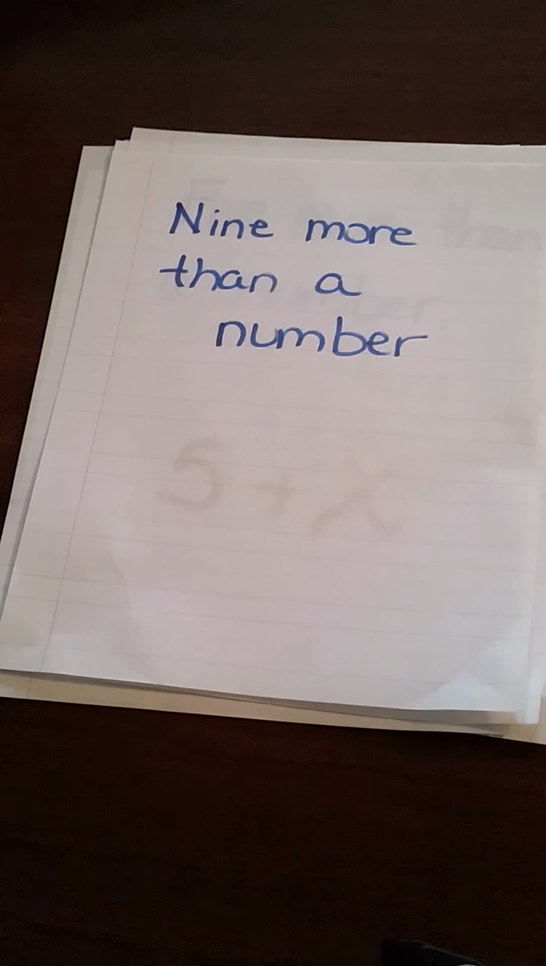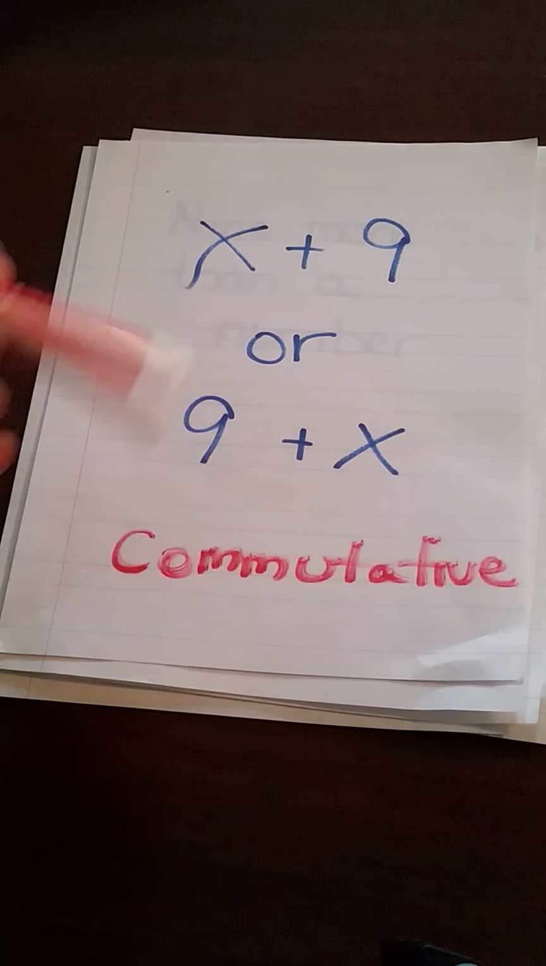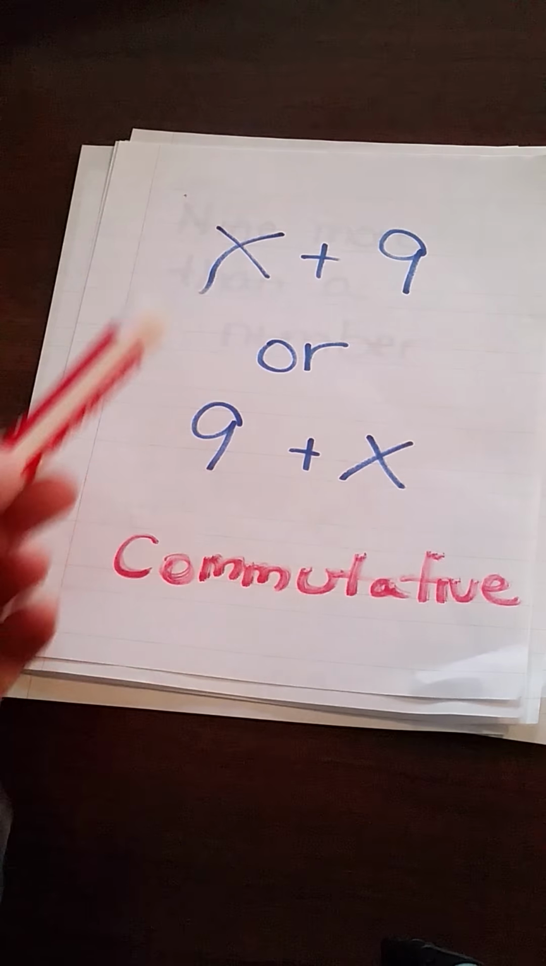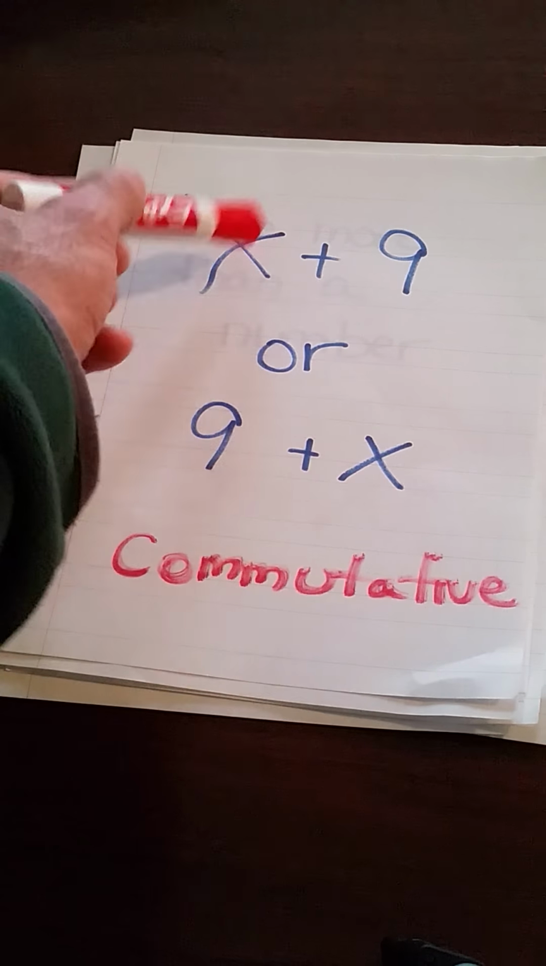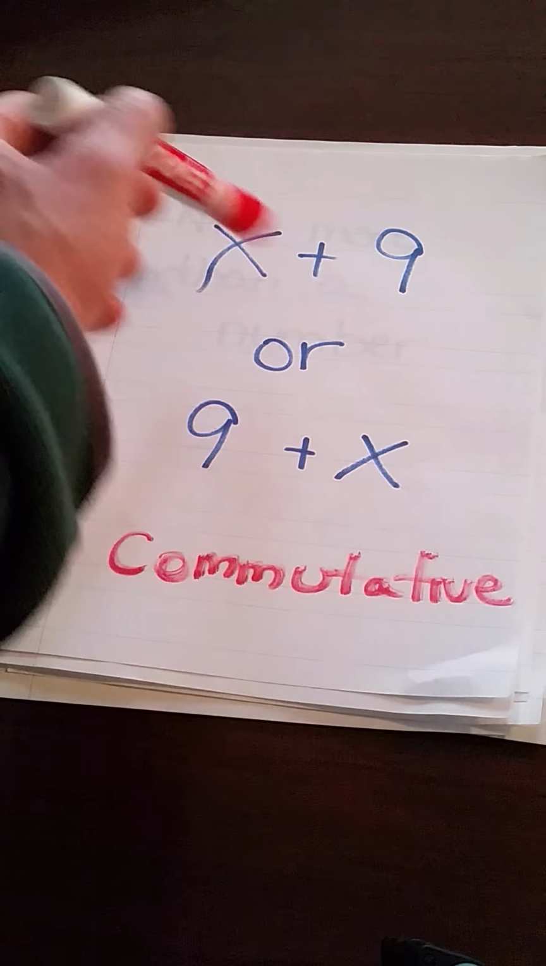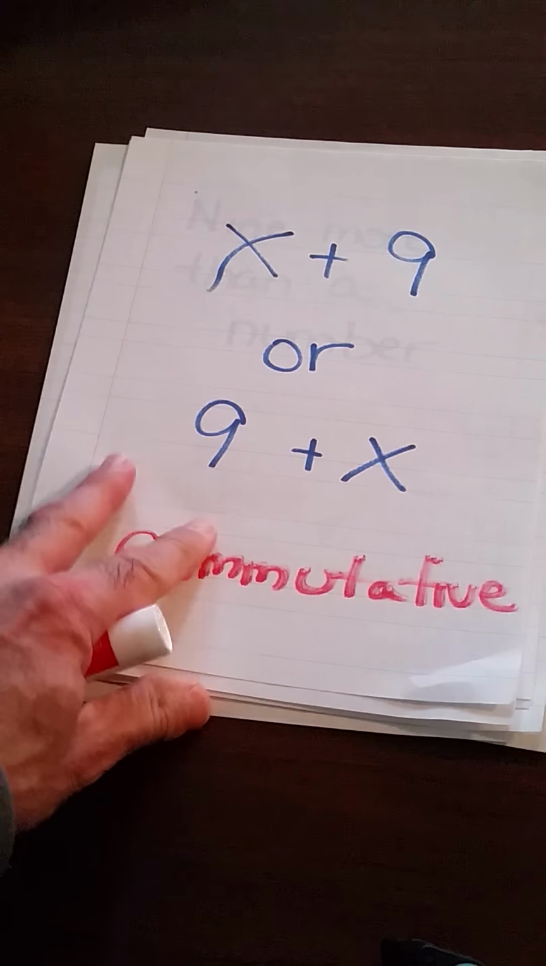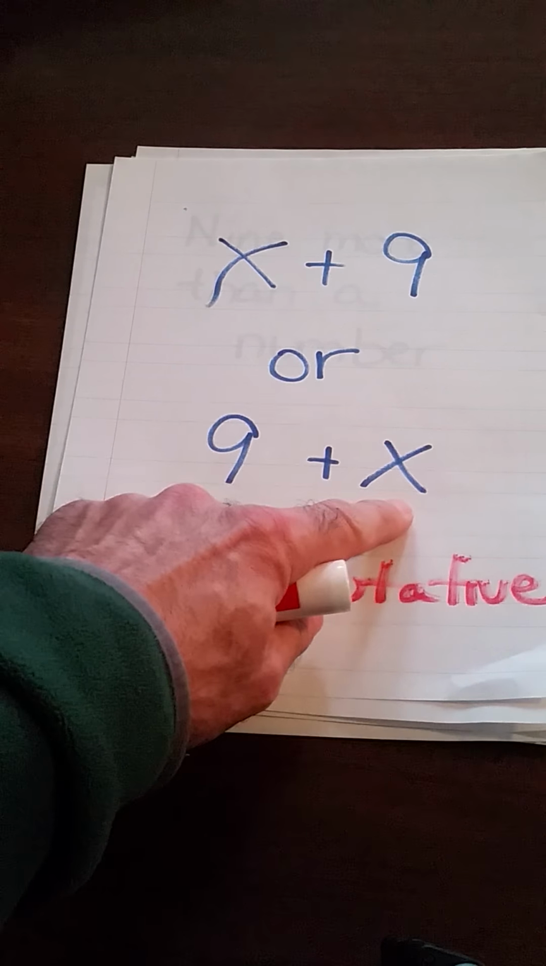How would you write that in math? In math, you can write x plus 9 or 9 plus x since addition is commutative. You don't have to use x, you can use any other letter. The variable could be m, n, o. Usually, again, we use x or y.